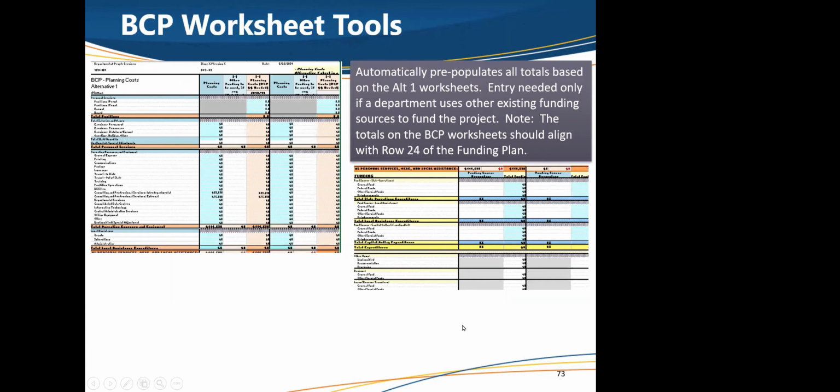So we did those tools where it automatically populates, and they would match that row 24 of the funding plan. As we talked about, if the entry is for other existing funds, it's going to be a 1-for-1. The bottom line is it's going to match the funding sheet with the BCP sheet, if the department chooses to use this tool.